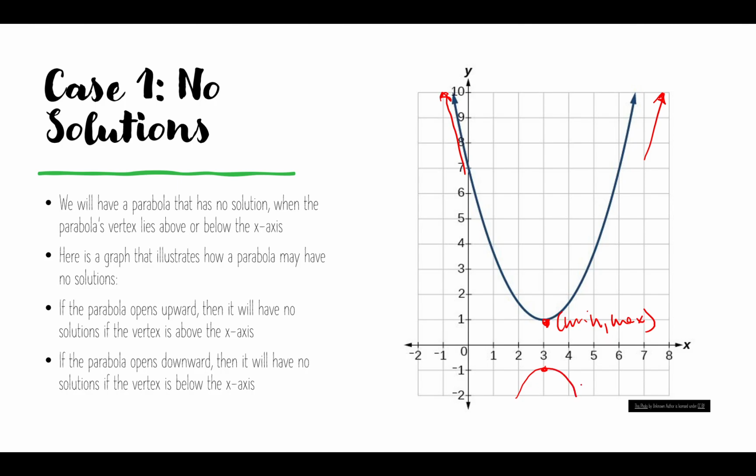Likewise, for downward parabolas, it will have no solution if the vertex lies below the x-axis. Since the vertex of a downward parabola is the maximum point, it will never intersect with the x-axis if the vertex or the maximum is already below the x-axis. These two graphs illustrate how a parabola may have no solutions.